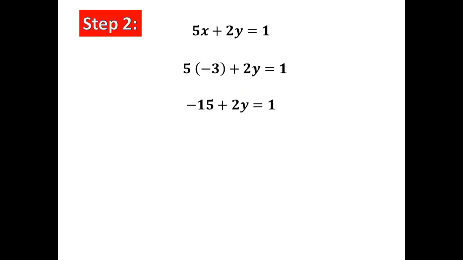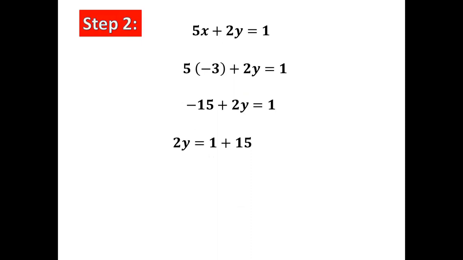So step 2, I chose the second equation, which is easier for me, 5x plus 2y equals 1. So we got in the previous one, x is going to be minus 3. So 5 multiplied by minus 3 plus 2y equals 1. So 5 times minus 3 is going to be minus 15 plus 2y equals 1.